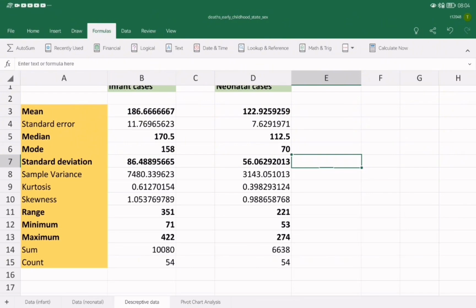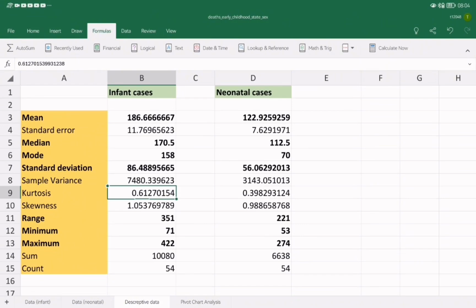The sample variance is 0.334 for infant, and for neonatal cases is 43143.05. The kurtosis is 0.612, and for neonatal cases is 0.3982. The skewness is 1.0537, and for neonatal cases is 0.9886. The range is 351 for infant cases, and for neonatal cases is 221.